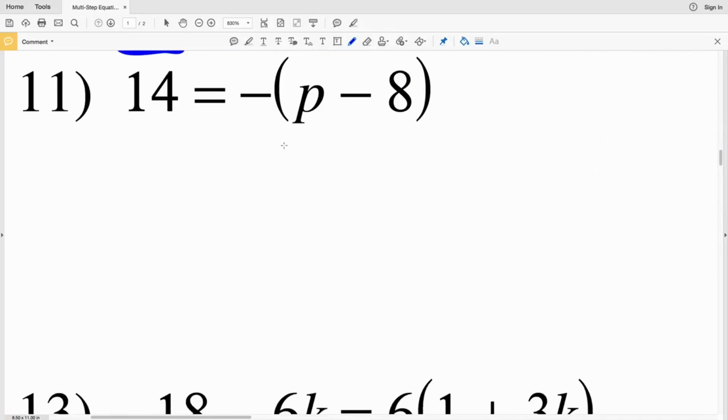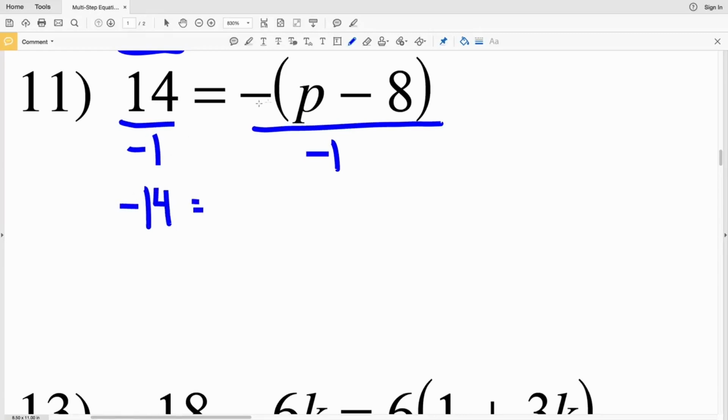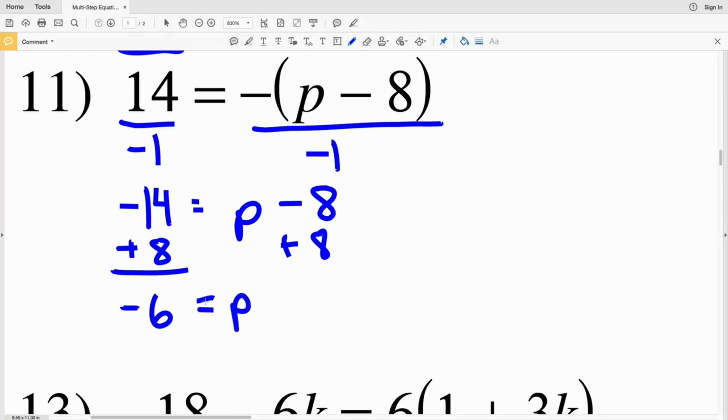Number 11, 14 equals negative p minus 8. So again, we're going to divide by that negative 1. 14 divided by negative 1 is a negative 14. And a negative p minus 8 divided by negative 1 is a positive p minus 8. Then we're going to add 8 to both sides. Negative 14 plus 8 is going to be a negative 6. And that is going to be equal to our variable p. So negative 6 is the answer for number 11.